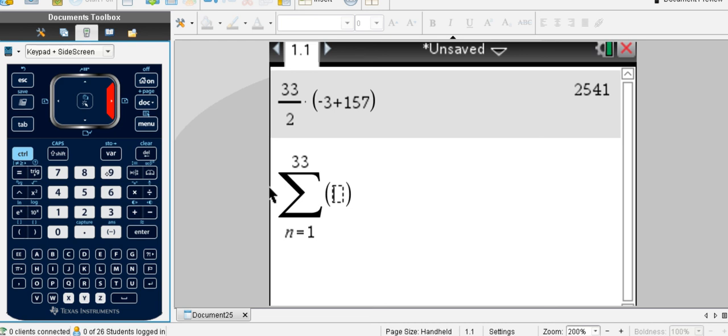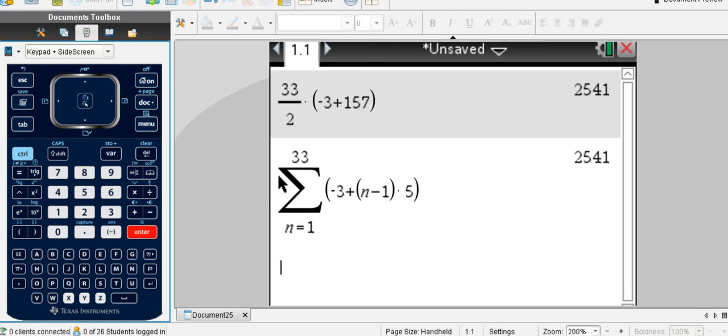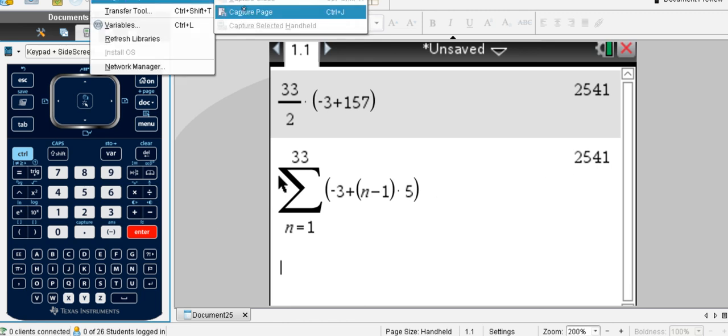And the way to find any term is you would take the first term, which was negative 3, and you add n minus 1, and you multiply that times 5. Press enter. We got the same amount. So we did, in fact, do this correctly.